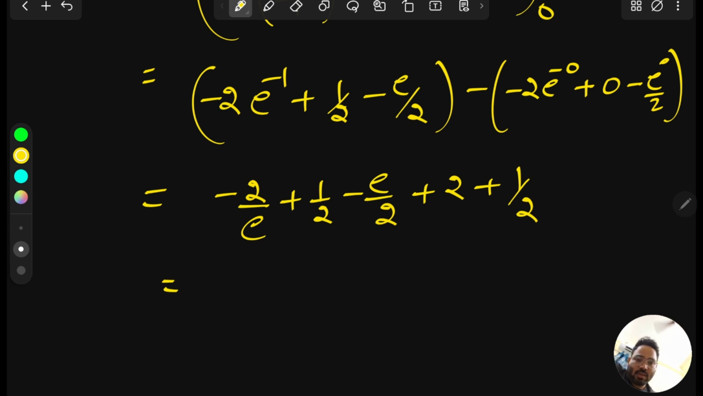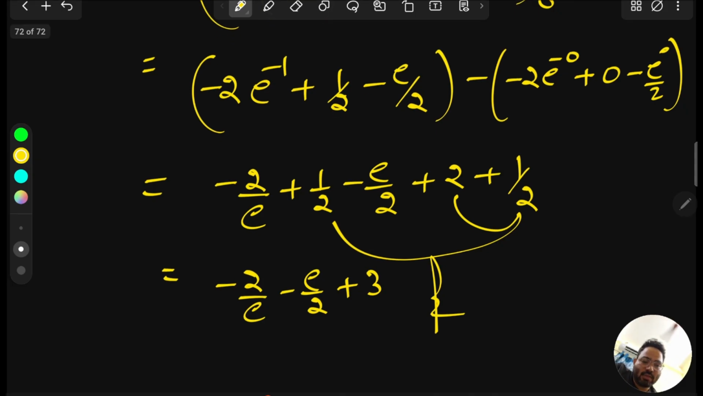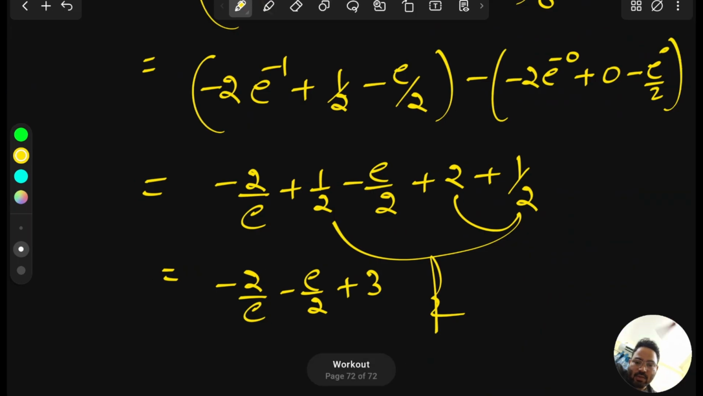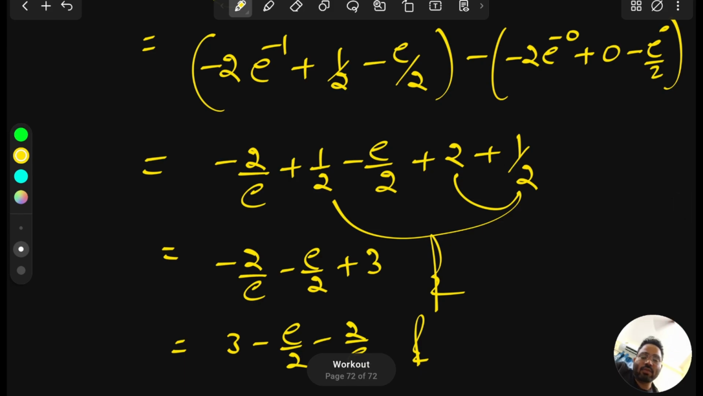So from here what will you get? 1 by 2 plus 1 by 2 is 1, and plus 2 is 3, and this is minus 2 upon e minus e upon 2 plus 3. You can leave it here, or if you want to calculate, you can also do that. So it's written like this: 3 minus e upon 2 minus 2 upon e. Any of the ways is fine, because you don't know where you have to stop, so you can leave it either way. So this is the right answer, this is how you can do the questions for area between the curves.